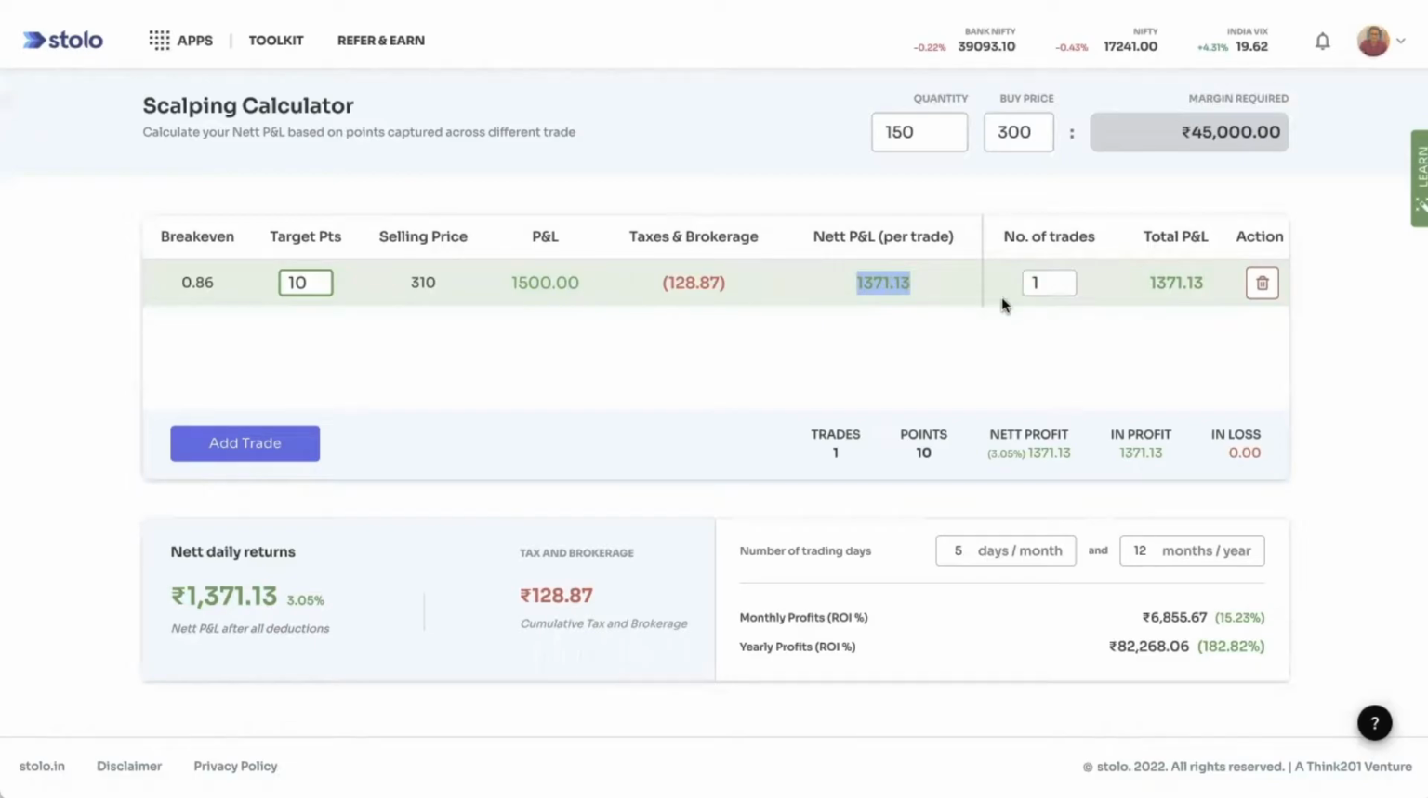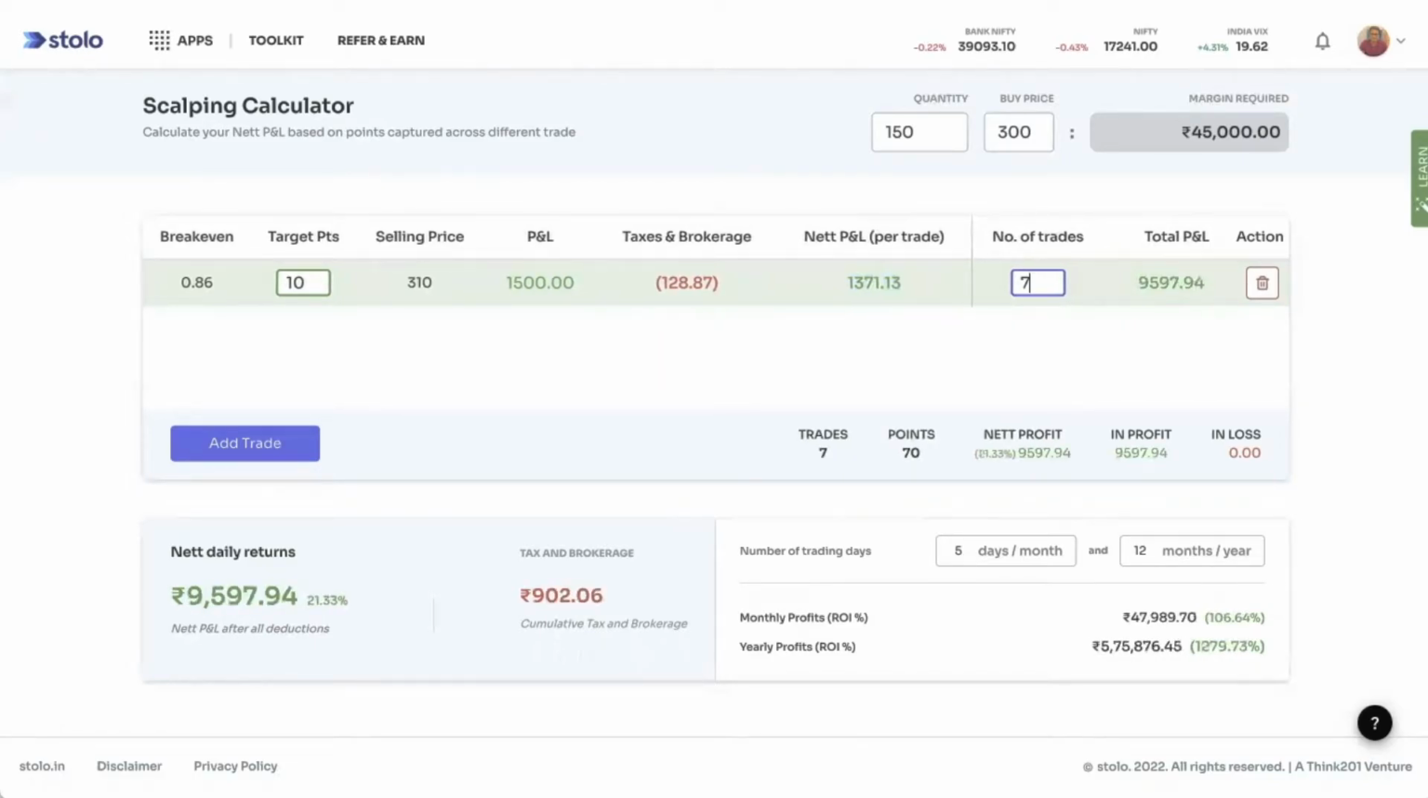The brokerage is 128 rupees. Now if you're doing this 2, 3, 4, 5 times throughout the day, because these are basically quick scalps, right? Capturing 10 points as a quick scalp, and if you're doing this, let's say, 15 times in a day, you are looking at making 20,000 through these trades.